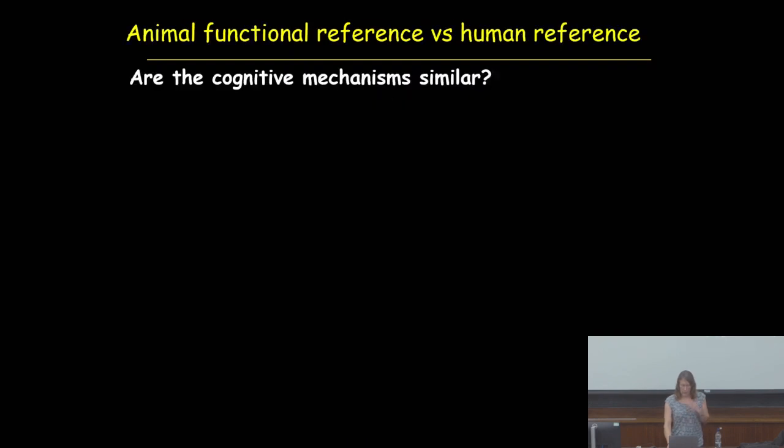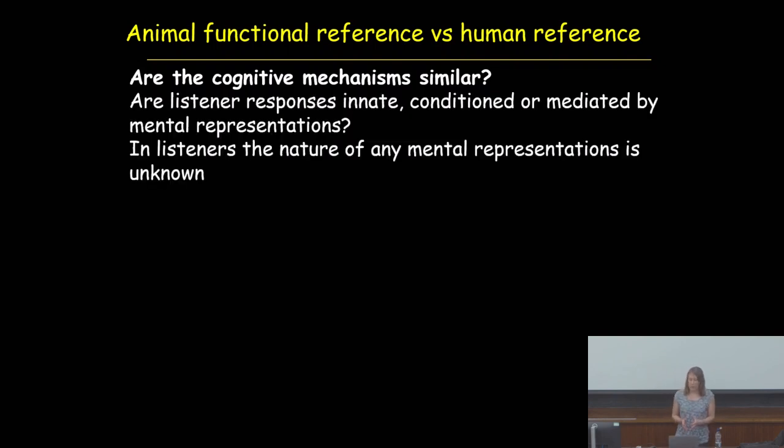Okay, that's a quick whistle-stop tour of functionally referential calls. But if we start to think, we're highlighting these because we think they might be the building blocks for, or similar to, our own referential signals, are the cognitive mechanisms that underpin the production of these in non-humans actually similar to those in humans? There are loads of questions to ask, many more than the ones I'm going to put up, but these are some of the ones I've tried to address in my work.